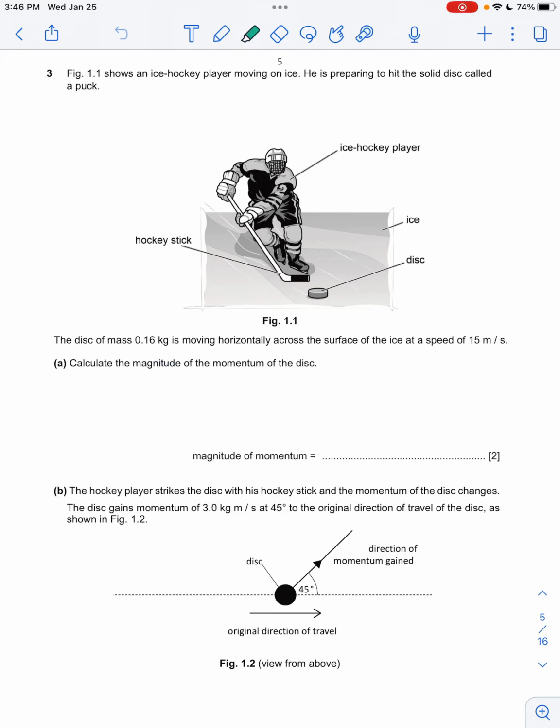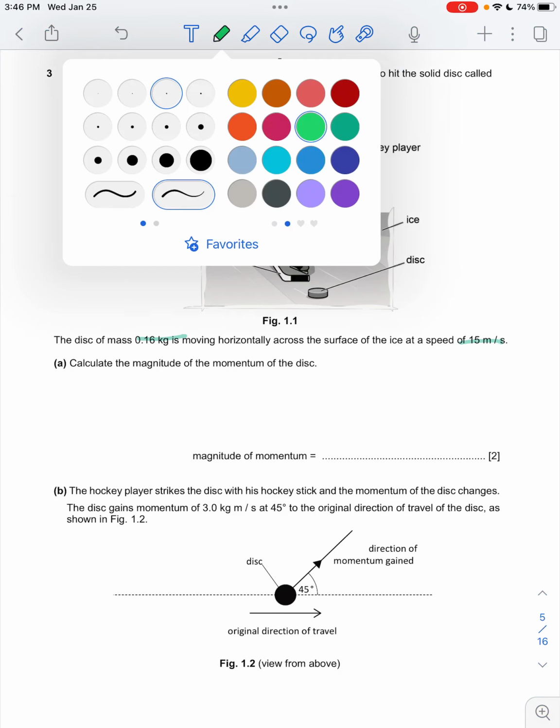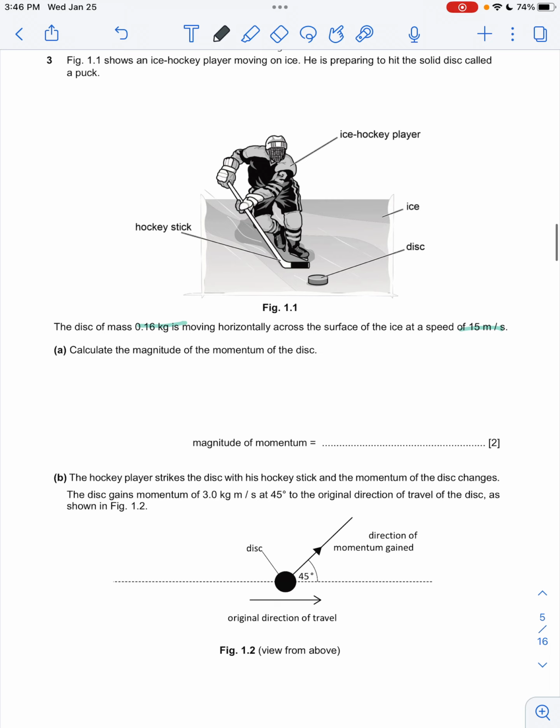So that one, given the fact that there's speed and mass both readily available, we can pretty easily calculate the momentum. So my formula for momentum is mass times velocity. So I just write velocity like that. And my mass is 0.16 kilograms multiplied by 15 meters per second. Put that into my calculator and I get 2.4 kilogram meters per second as my momentum.